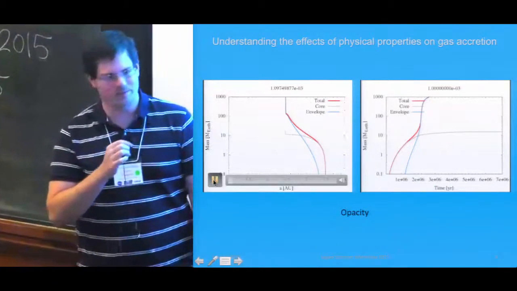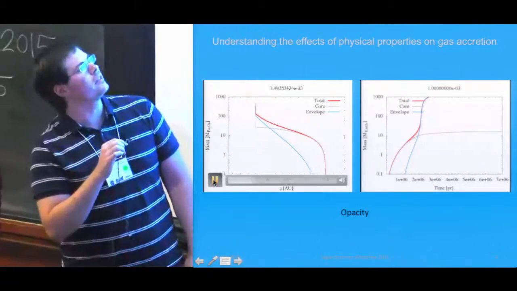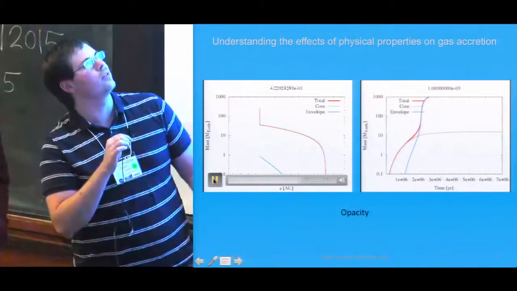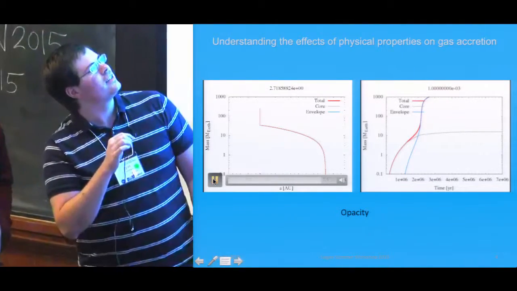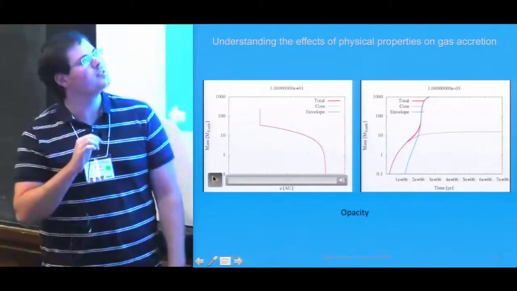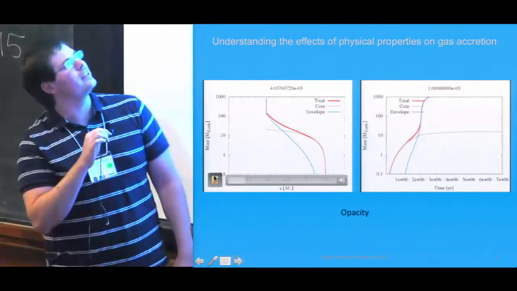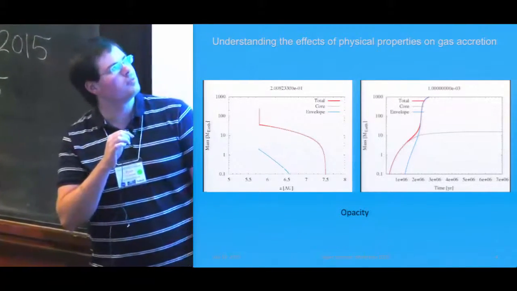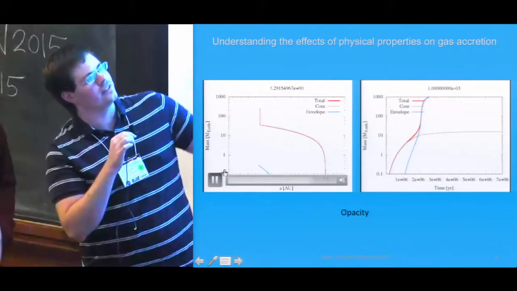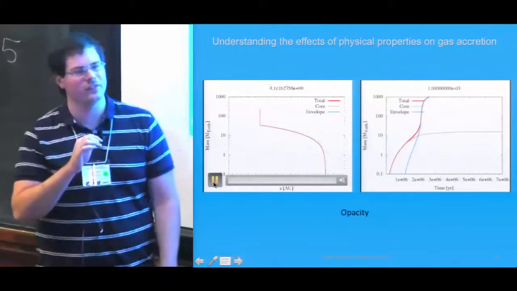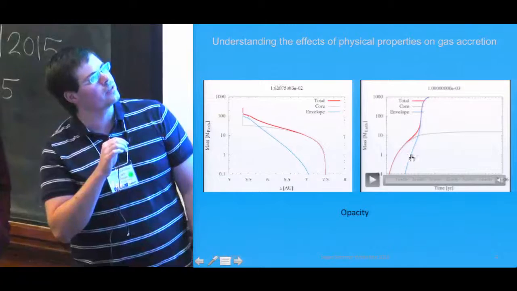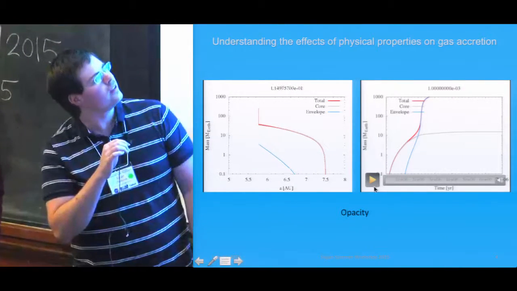So these are the same plots, same axes, but with opacity varying from 10 to the minus 3 to 1, and higher. So this is very clearly, with lower opacity, you get much larger planets, and then also this is affecting the migration, although we were mostly investigating gas accretion. And then, we'll let this run one more time.